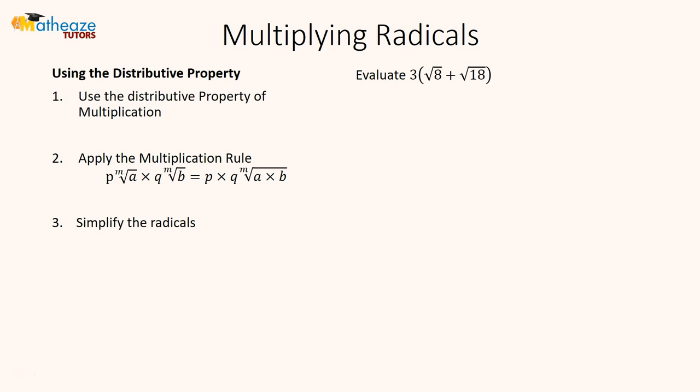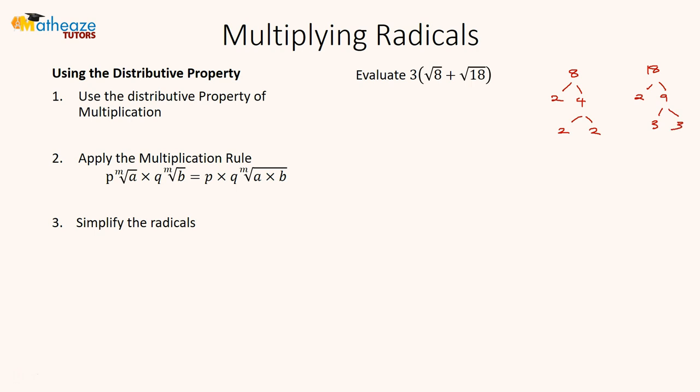Now, let's look at this. We have two different approaches we can take with this. We can simplify what's in the parentheses before we distribute, or we can distribute and then simplify later. Let's simplify first. So 8, we have 2 and 4, and 4 breaks down to 2 and 2. 18, we have 2 and 9. 9 breaks up to 3 and 3.